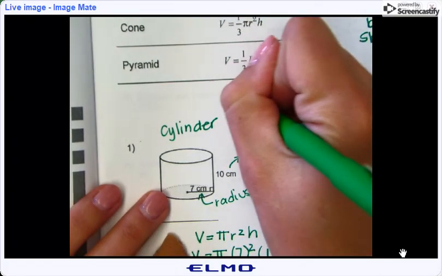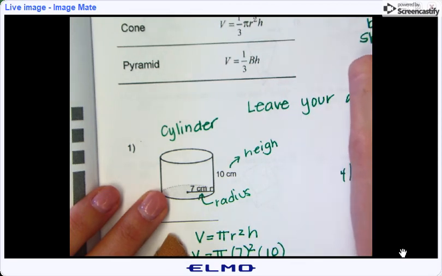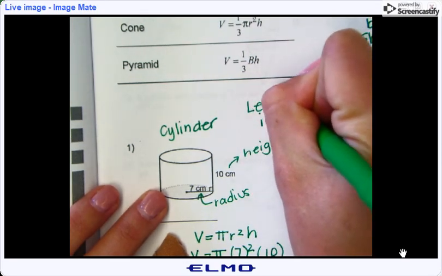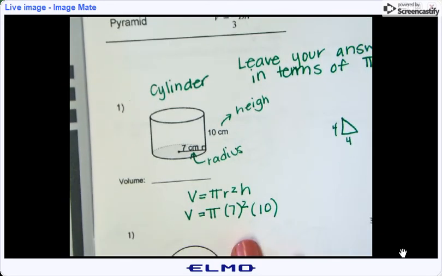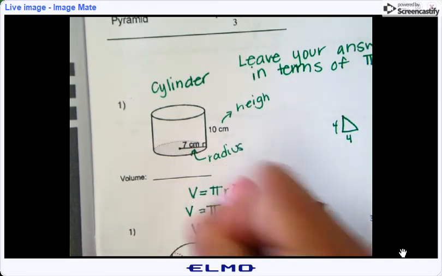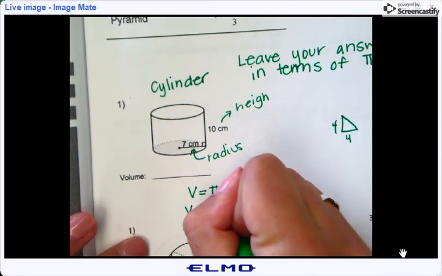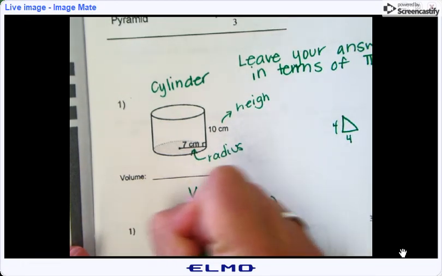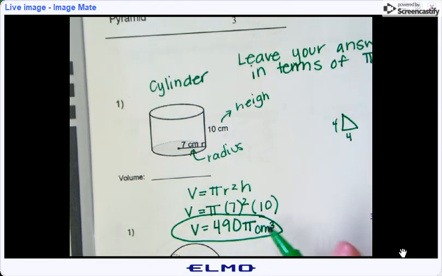A couple other things. If it says leave your answer in terms of pi, which we're going to do for these 4, that just means don't multiply pi when you're doing the problem. So I'm going to leave pi in my answer. So I'm just going to do 7 squared, which is 49, and then times 10. So my answer is 490 pi. And if you remember from the beginning of this unit, we talked about, and this is going to be centimeters, don't forget to label, cubed, because we're doing length times width times height. Volume is always cubed because we're multiplying 3 types of dimensions.